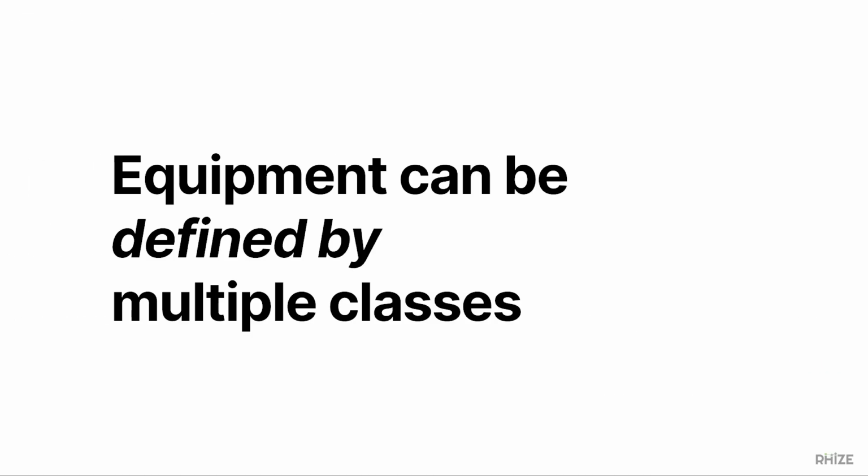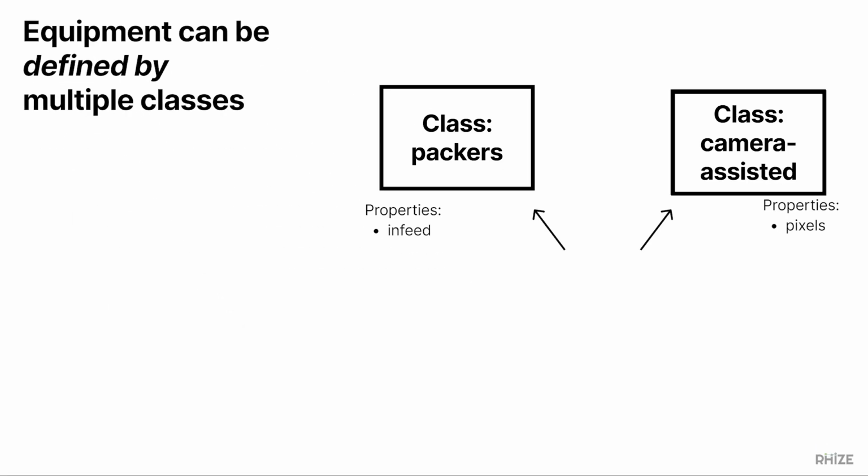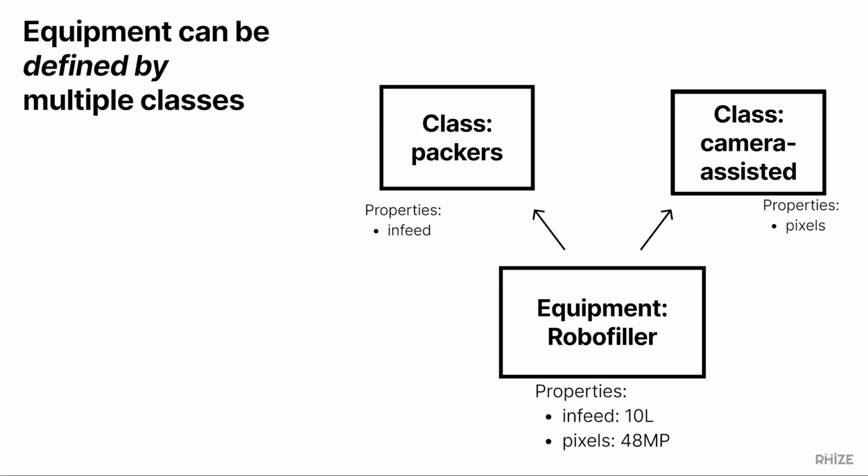Equipment can also be a member of multiple classes. For example, imagine a plant makes multiple products, and each product is made with a different degree of automation. It might have a packing class with an infeed property that applies to all packing centers. It also might have a camera-assisted class for jobs that use machine vision to inspect, measure, and what have you. This class has a property for the pixels of the camera. In this plant, there's also a robo-filler that bottles beverages and then uses a camera to check the bottle. In this case, the robo-filler is a member of both classes and has values for the properties it inherited from each one.